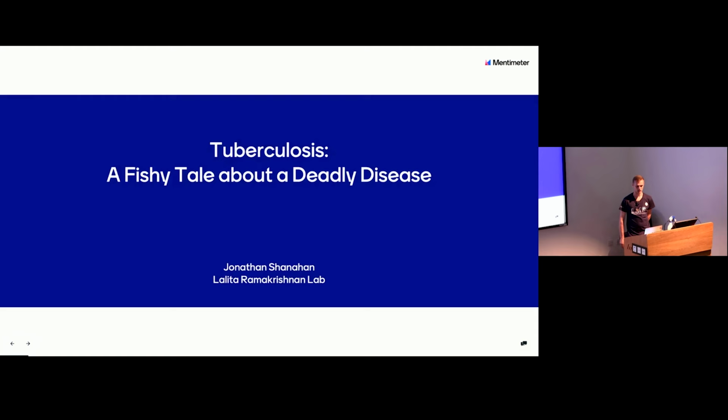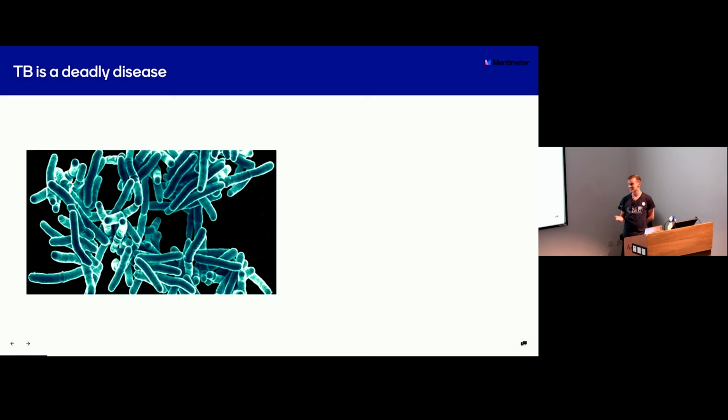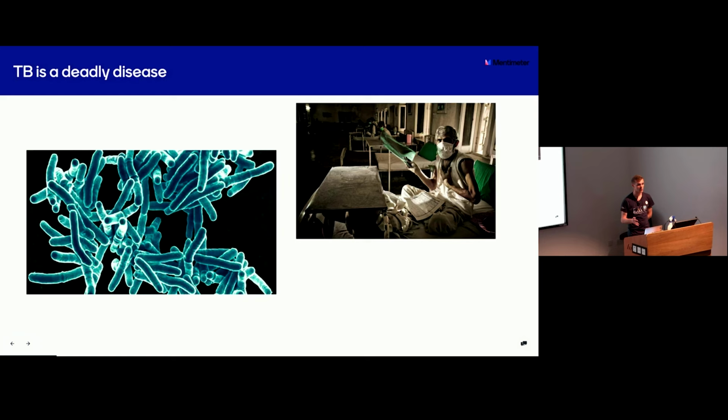So first of all, who gets TB? Well, anyone can get TB across the age range, but what we see is that it's actually very common in young people, so children and young adults. And TB is this deadly disease that is caused by a bacteria called Mycobacterium tuberculosis. And this bacteria, if you get infected with it, it can make you really sick. And if you don't get treatment, or if the disease gets worse, it can lead to death.